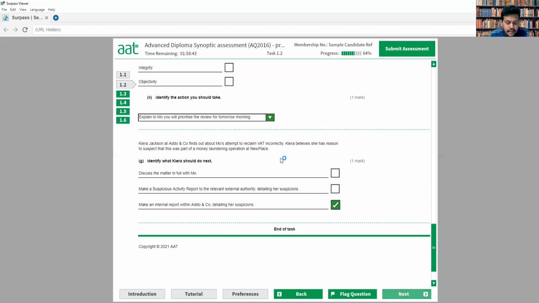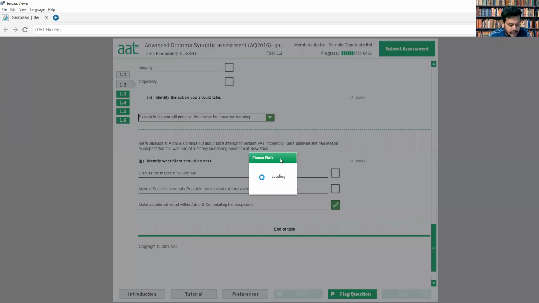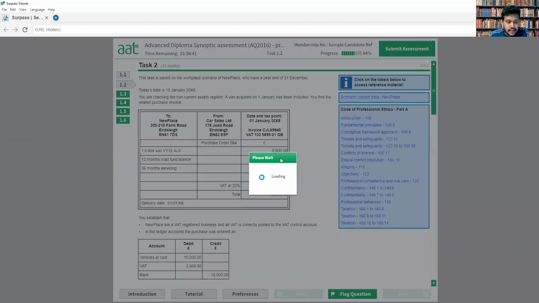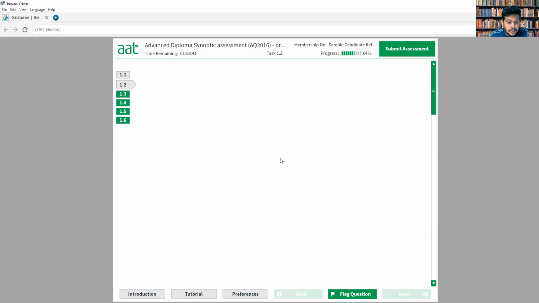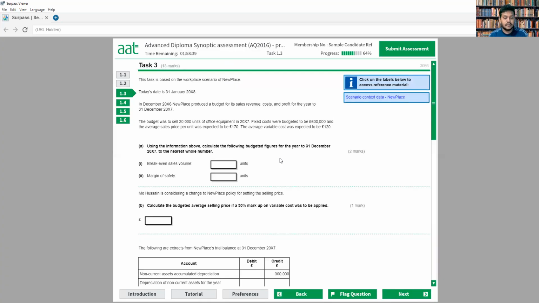All right, so this is the end of task 2. That is, I think, a 12 marks question. So let's move on to the next task, task 3. Let's have a look at what we have here. In this question, from the CVP analysis, we can see we have a break-even and a margin of safety. That's a 13 marks question.